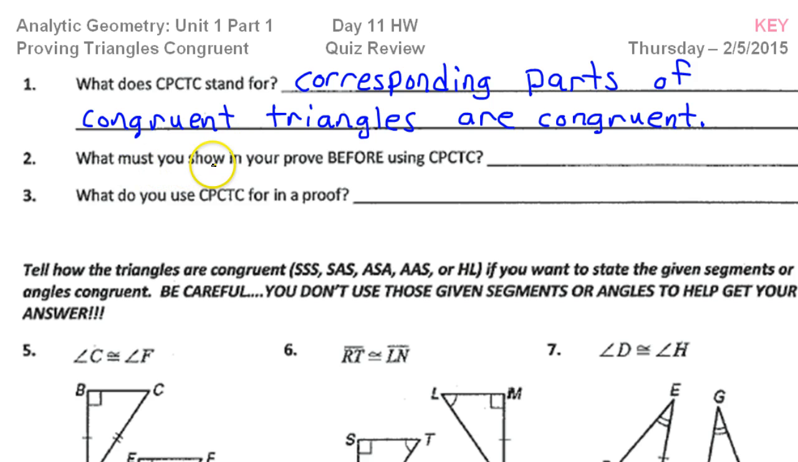What must you show in your proof, it should say, before using CPCTC? Well, you must show that the triangles are congruent. And what do you use CPCTC for in a proof? Well, like it says, corresponding parts. You use it to show that two specific parts are congruent.